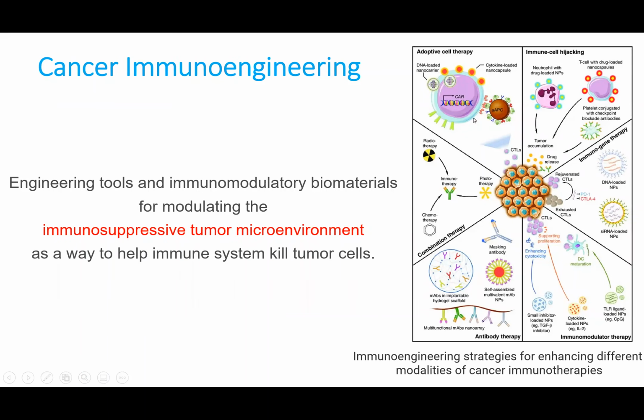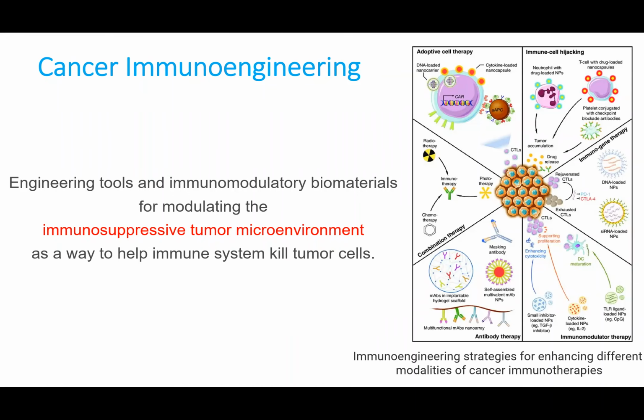These engineering tools can be nanomedicine, and can also be some antibodies. This nanomedicine can be not only attached to the cells or used to engineer the cell surface, but can also be loaded with stimulatory molecules, cytokines, or toll-like receptor agonists to activate dendritic cells. It can also be loaded with a TGF-beta inhibitor, or any drug that can modulate the activity of the immune system. Our target here is to reverse the tumor microenvironment from an immunosuppressive state to an immunostimulant or immunoresponsive state.